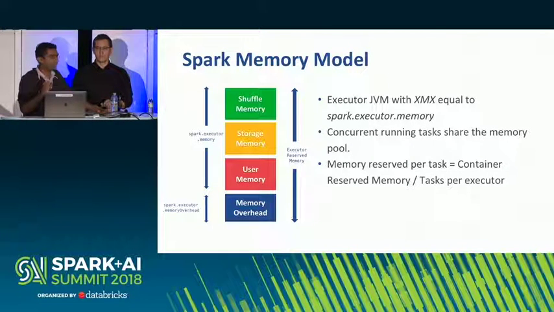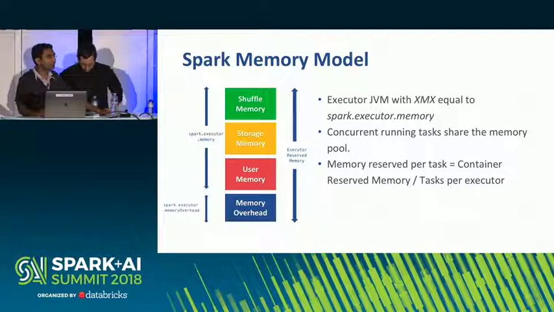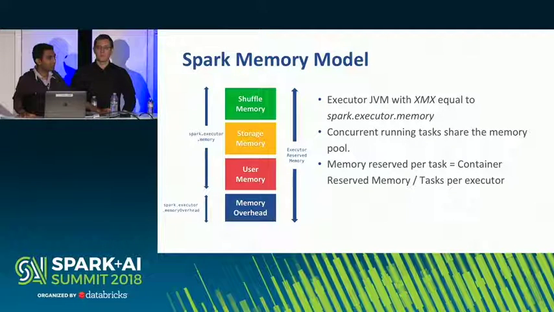The Spark executor JVM is spawned with Xmx equal to your Spark executor memory. And at any point of time, we might be running multiple tasks on the JVM, and all the tasks share the memory pool available in the JVM.